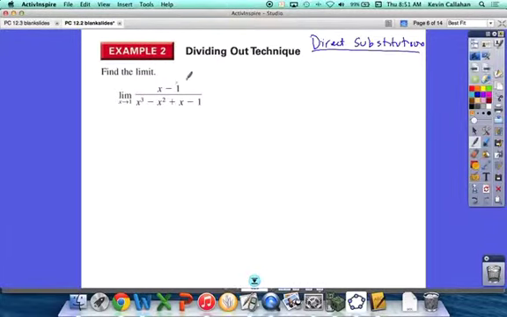In the numerator, 1 minus 1 is 0. In the denominator, 1 minus 1 plus 1 minus 1, 0. 0 over 0, right? That's indeterminate form. Okay, what does it mean? We know that 1 is a 0 in the numerator because it's a linear factor. But what it means is that x minus 1 must be a factor of the denominator too.